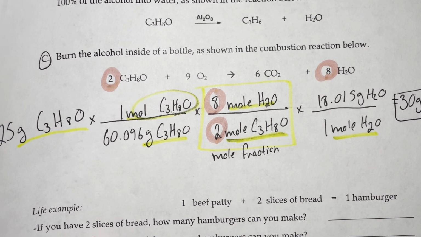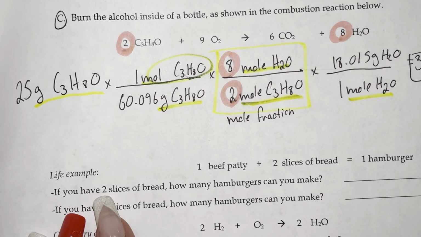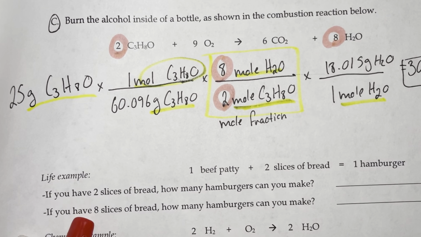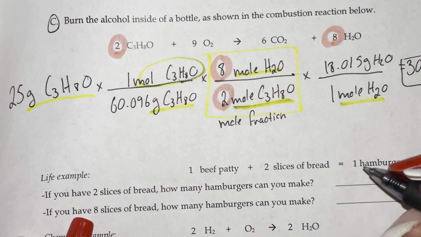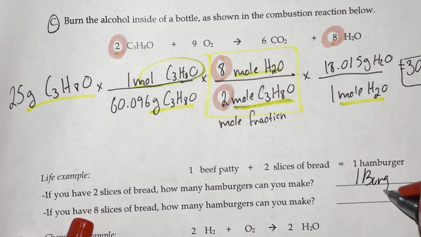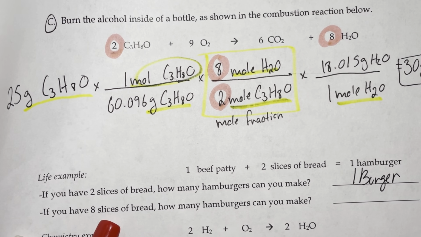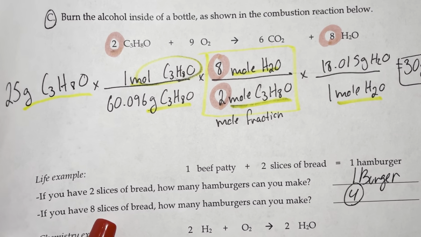But in order to do that, you need to break it down. So here's an example. If you have 2 slices of bread, how many hamburgers can you make? And this is where you fill it out. 1 burger. If you have 8 slices of bread, so if you know 2 can make 1, 8 slices of bread, how many burgers can you make? You're like 4, right? Okay.